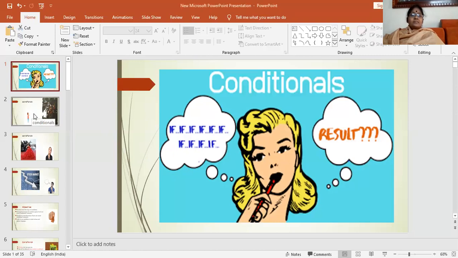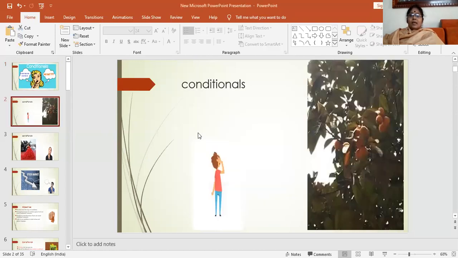Let's look at this picture and can you guess what this boy is thinking about? Can you guess what this boy is thinking looking at these fruits on the tree? Well, maybe he's thinking, if I were tall, I could have plucked these fruits, right?